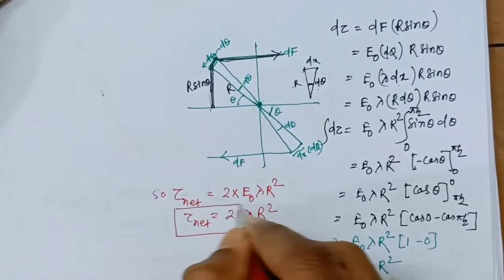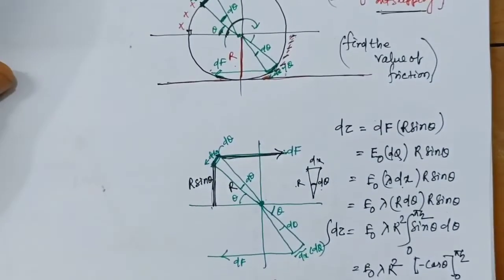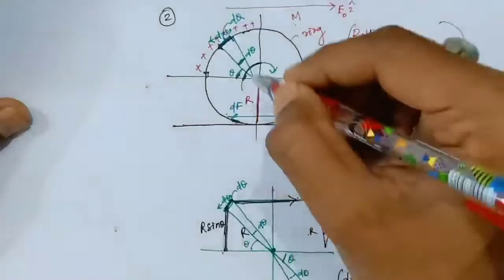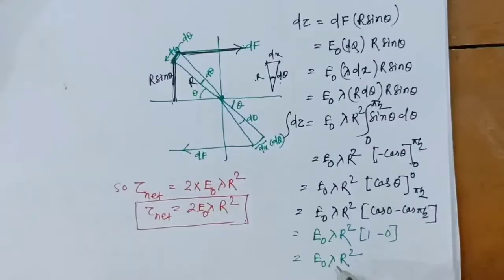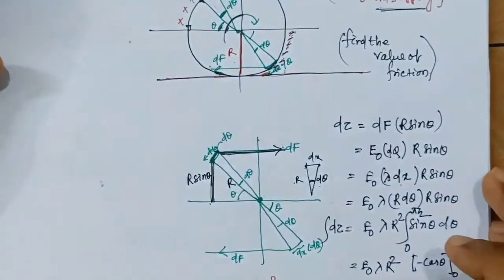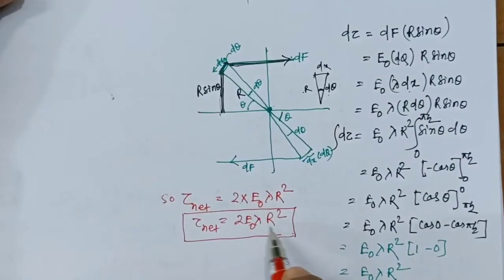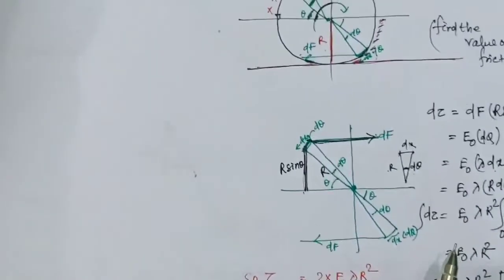I hope these questions are conceptually very good and give you a good level of thinking. Due to these sections the torque is E naught lambda r square. Due to symmetry, the same torque will be generated in this section also. So the net torque will be 2 E naught lambda r square. Now I will write my equations.